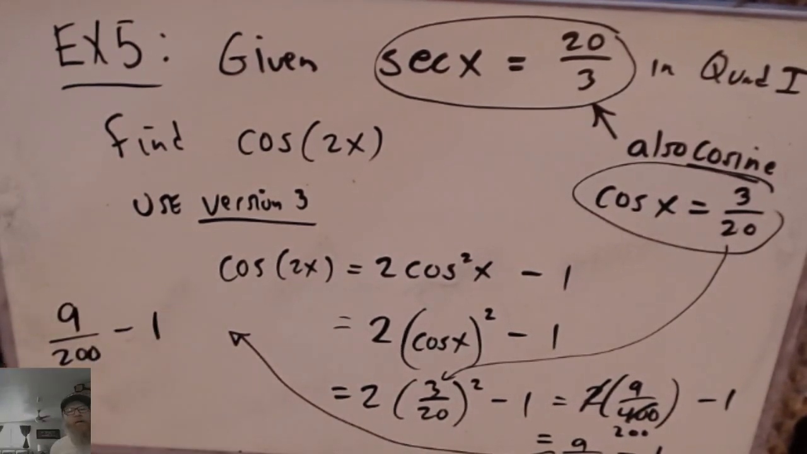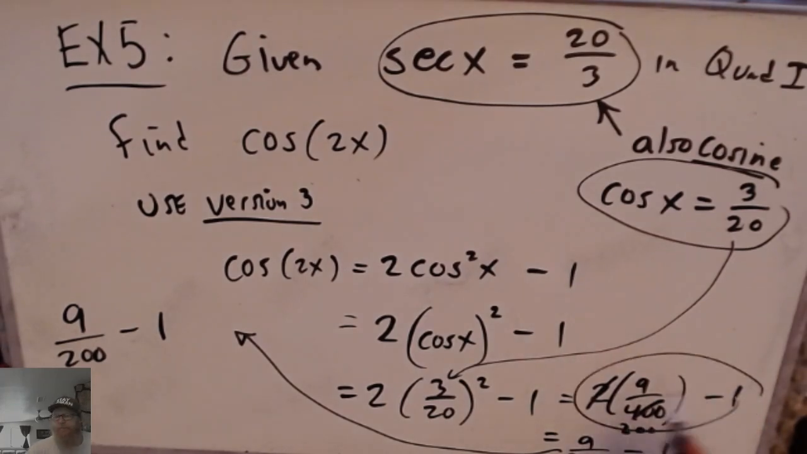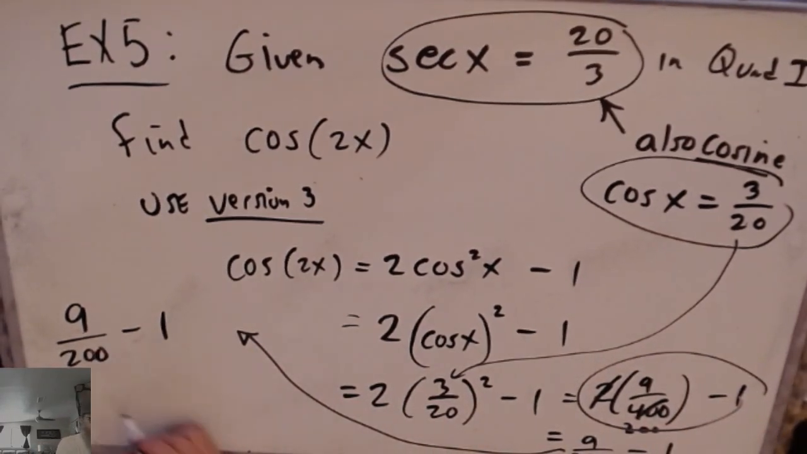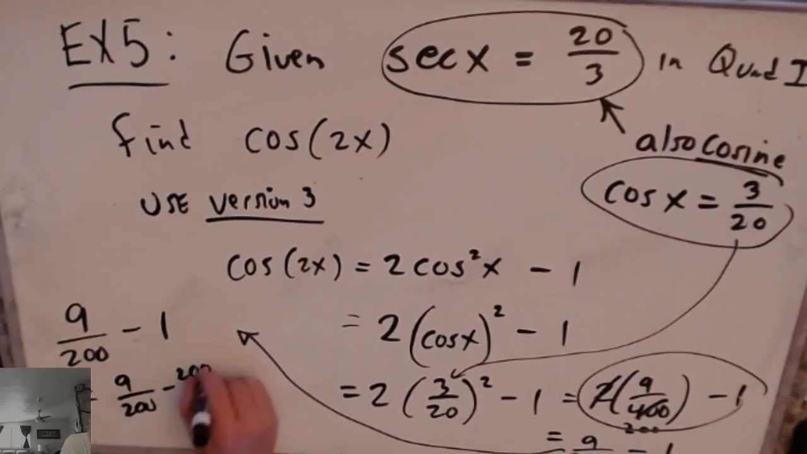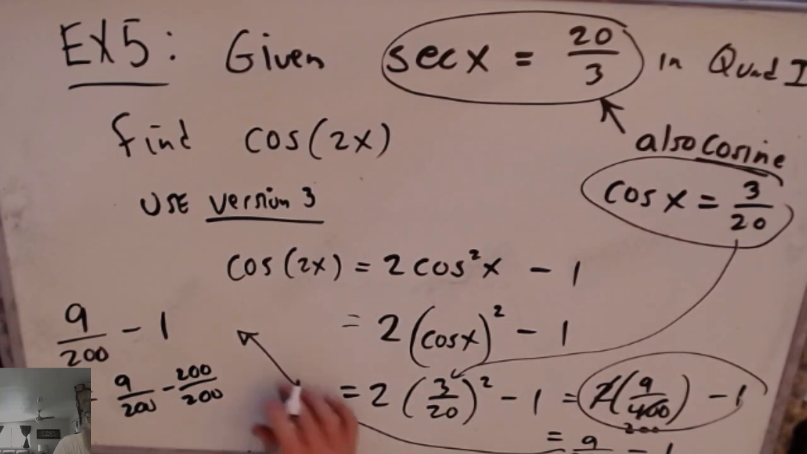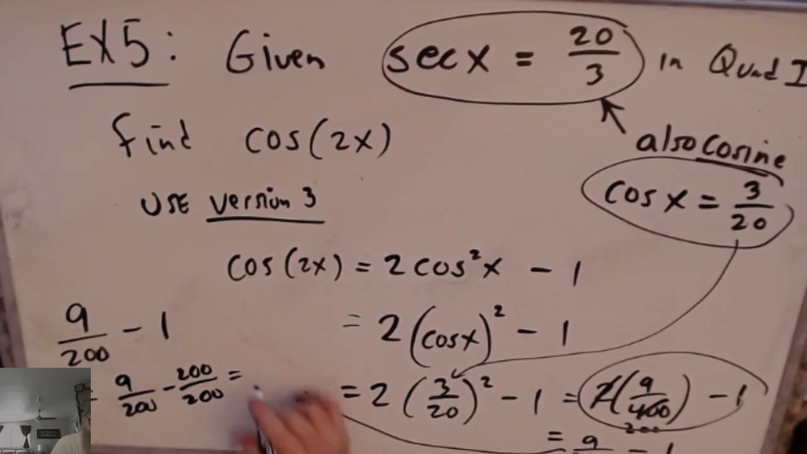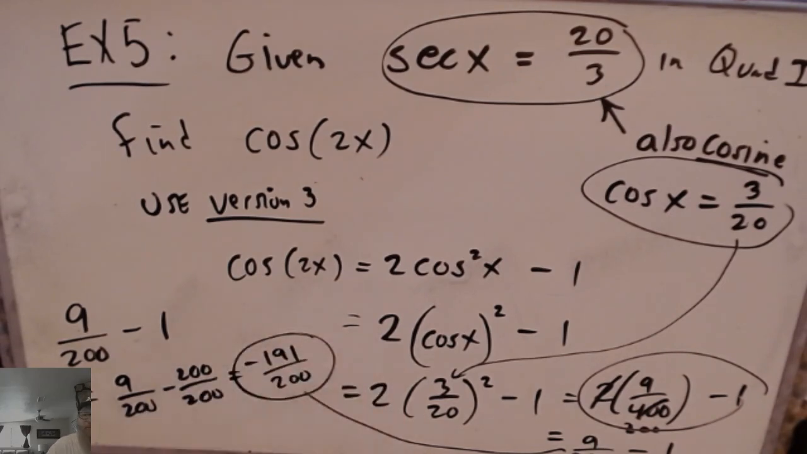So that's 9/200 minus 1. And so that's going to be 9/200 minus 200/200. So the final answer is negative 191/200.